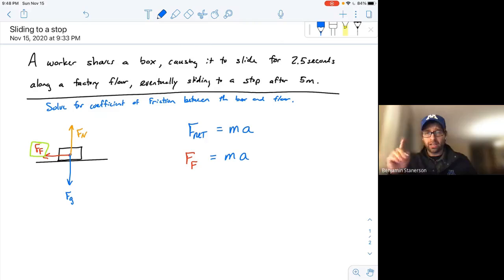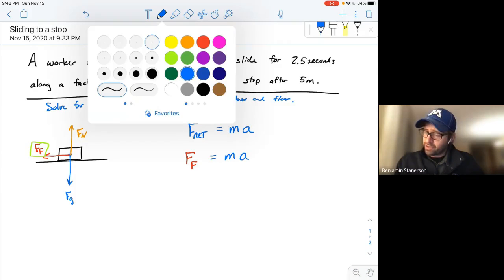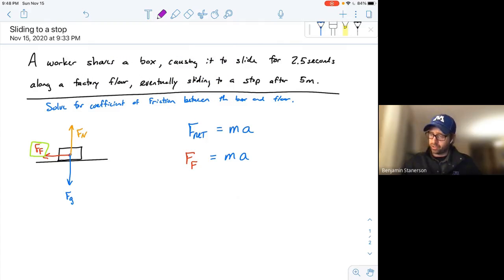All right, let's go one step farther. Thinking back to what we know about our definitions of force and friction, hopefully you recall that the frictional force has an equation we can solve for. It's equal to the coefficient times the normal force, okay? Where the normal force is the force perpendicular to the surface.